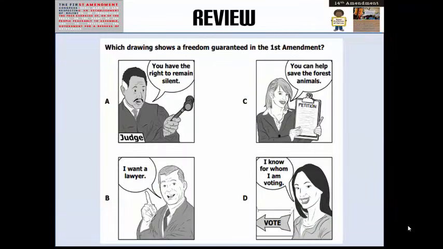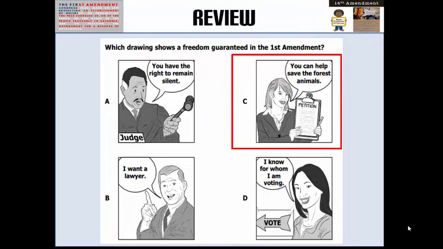Okay, here's your state exam question. Which drawing shows freedom guaranteed by the First Amendment? In the first one, you have the right to remain silent. B, the right to a lawyer. C, you can help save the forest animals with a petition. Or D, I know who I am voting for. Well, there's only one there. It's C, the right to petition.